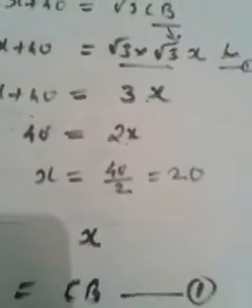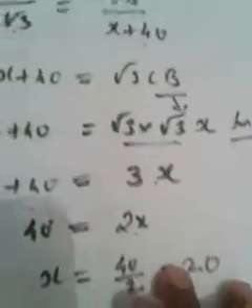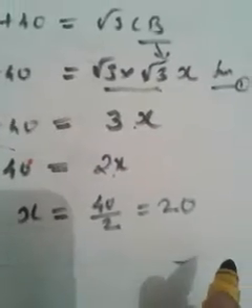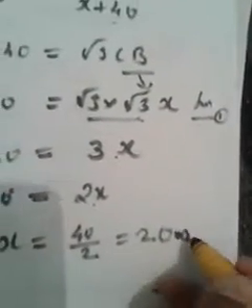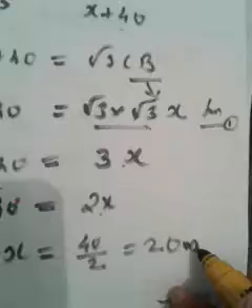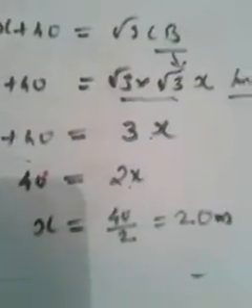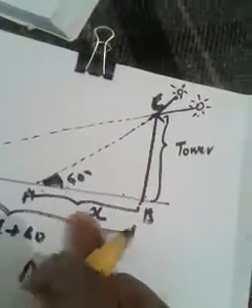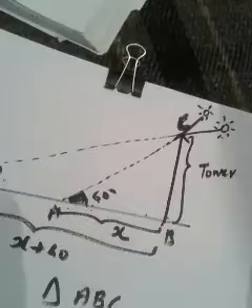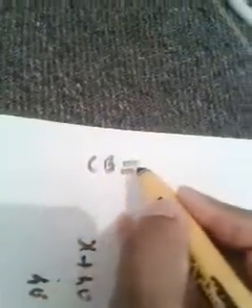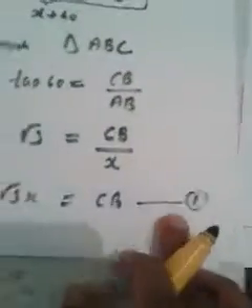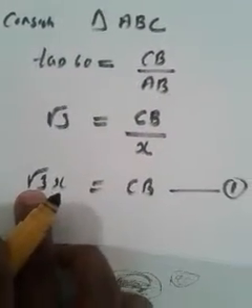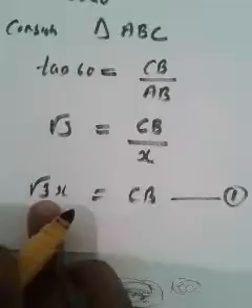So we got the value of x as 20 meter. So let it be there. But we need what? CB. We got the value of x, so it is time to calculate CB. What will be CB? From the first equation, CB is nothing but root 3x.